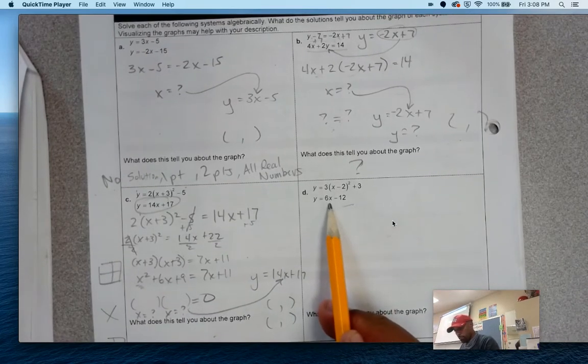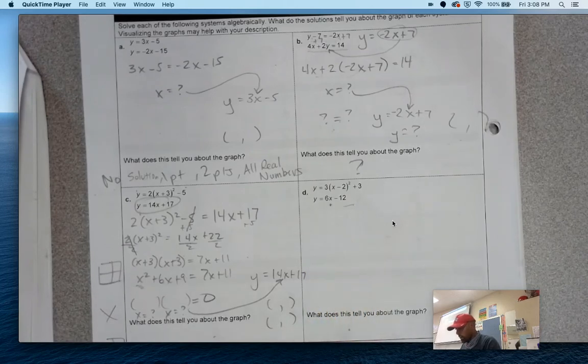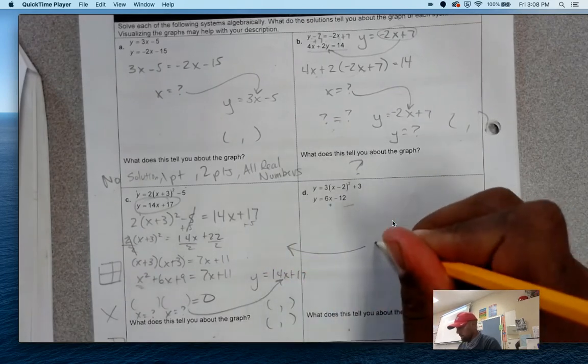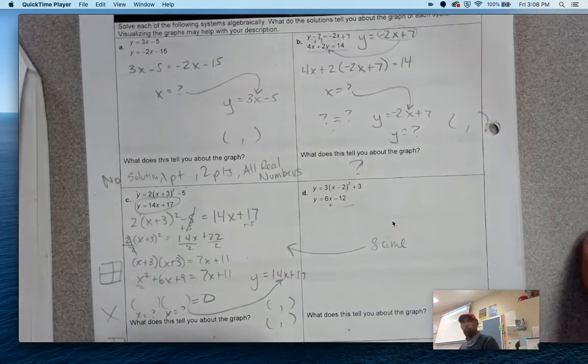Now here, it's going to be pretty much the same steps. You're going to pretty much follow the same methods and work it all the way up to the end. So this one will be the same.